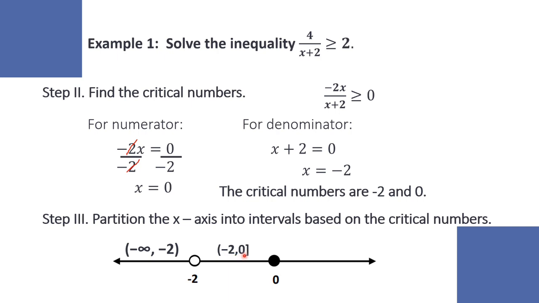Negative 2 to 0: here at 0 we use a bracket. About the third interval, from 0 to positive infinity, we use a bracket at 0, while at infinity we use parentheses.